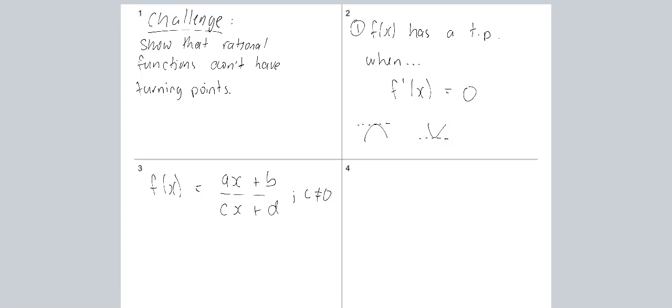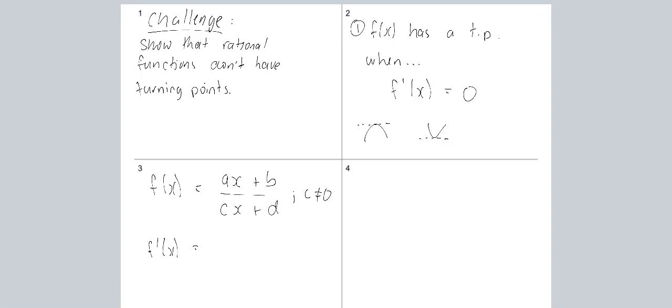Here we go. We've got f of x equals (ax plus b) over (cx plus d). We're going to say c can't be equal to 0 because otherwise it would be trivial. And to work out that it's a turning point, most people around the room have determined that finding that the derivative can't be equal to 0 would be enough. So we're going to find the derivative, f dash of x, and see where it takes us.